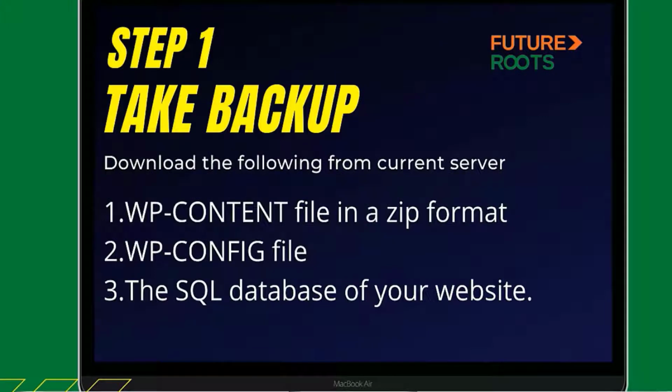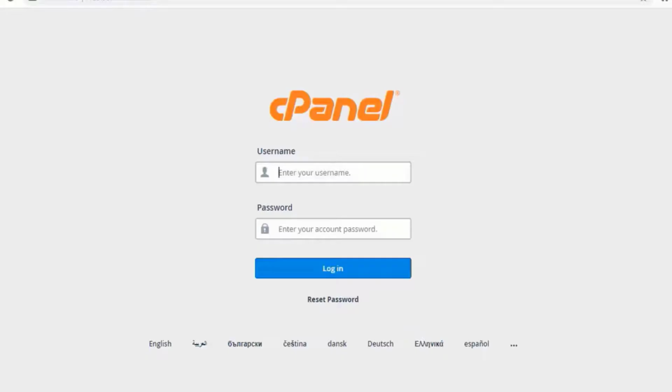Step 1. Taking backup. It is as simple as installing a plugin and downloading from there. In our case, we won't be using a plugin, we will be directly downloading the data from our cPanel account. You will need to download 3 files in easy steps to back up your WordPress website completely. Let's start with the download then.